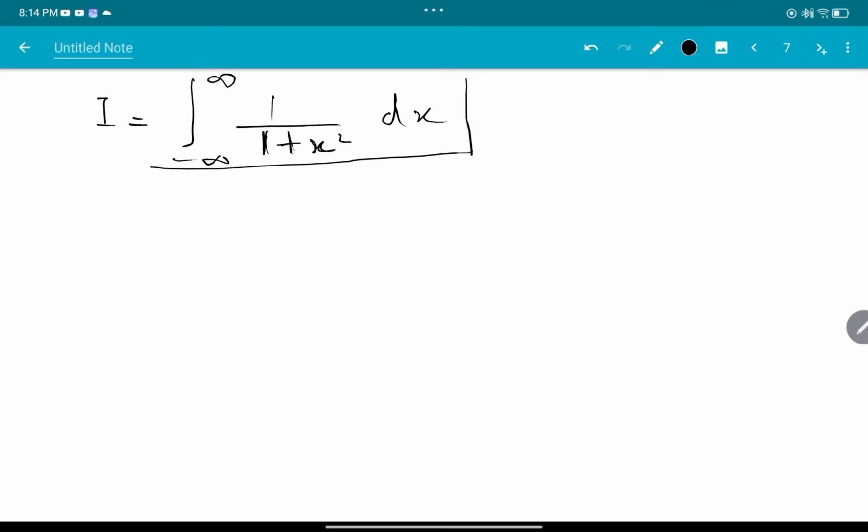What do I do? I construct a new integral, which is a complex integral, by copying this. How? I write J for that complex integral, and instead of this minus infinity to plus infinity, I take a loop integral along a closed curve. Since it is closed, it is called a contour integral. And evaluating these integrals is called contour integration. 1 by 1 plus z square dz.